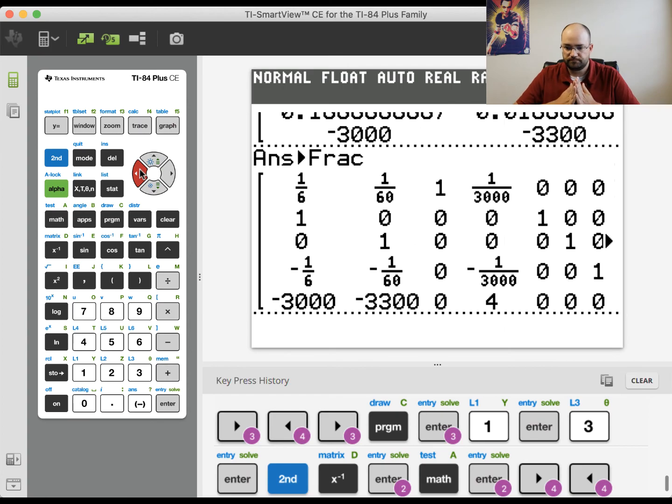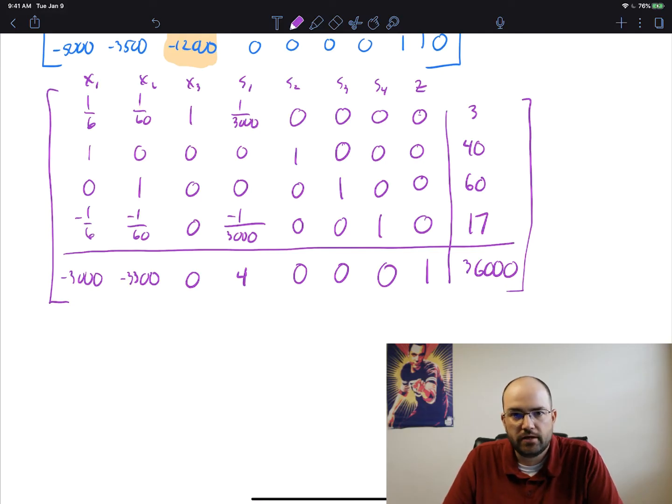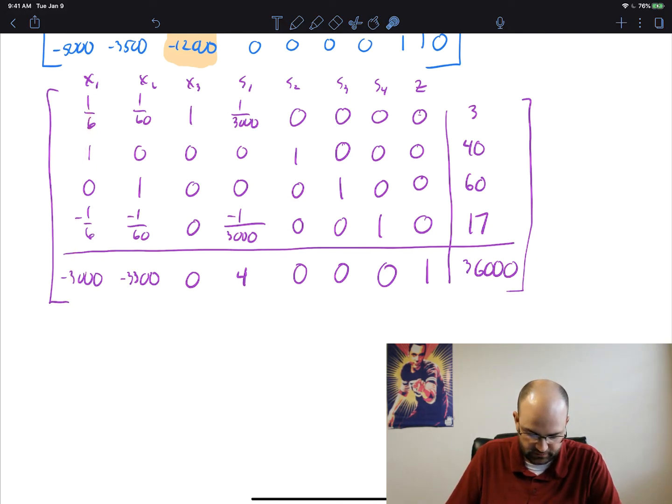Okay, so as a result, let's go ahead and go back to the notes, and I will find the next pivot. I'll see you there. Welcome back to the notes. I have written down the matrix, and I want you to notice a couple of things here.